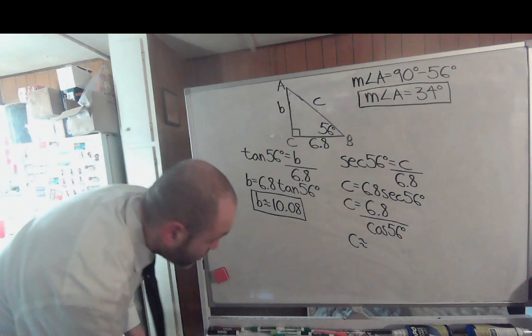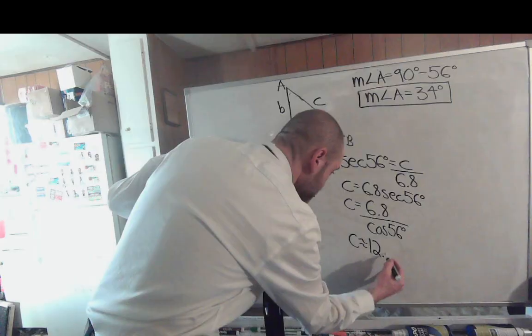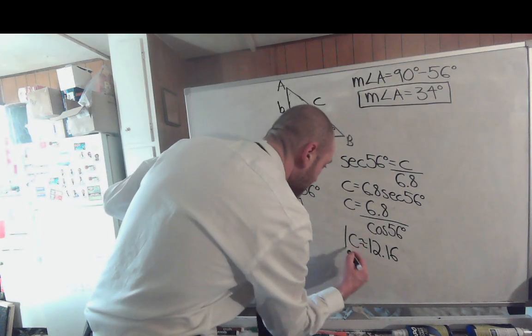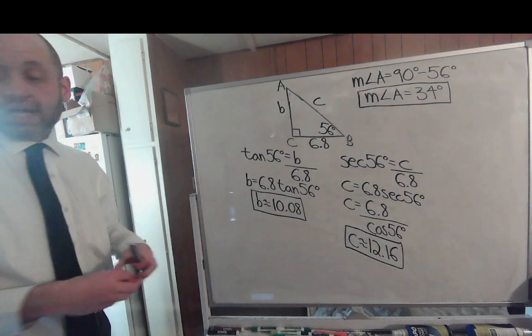That would give you about 12.16. So the hypotenuse C has a length of about 12.16. And I got 2 more.